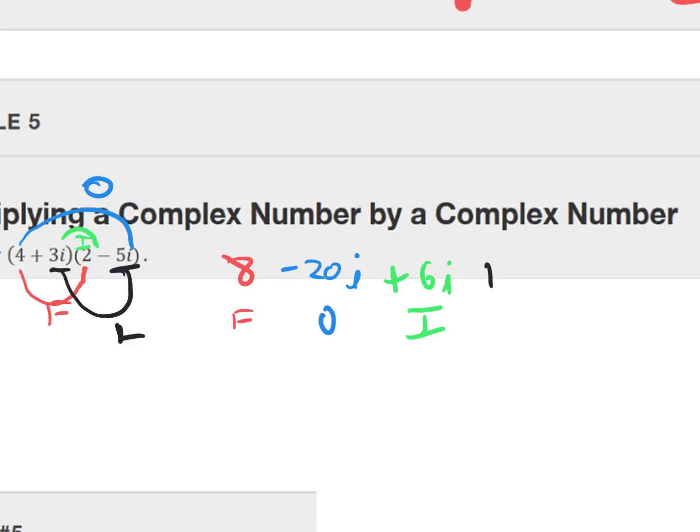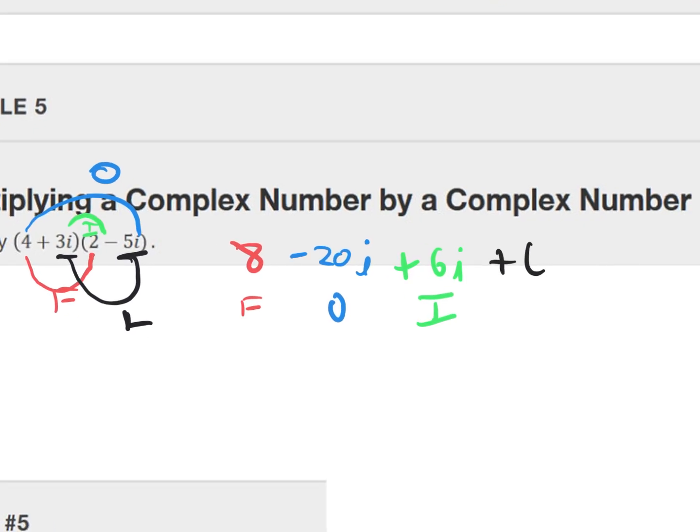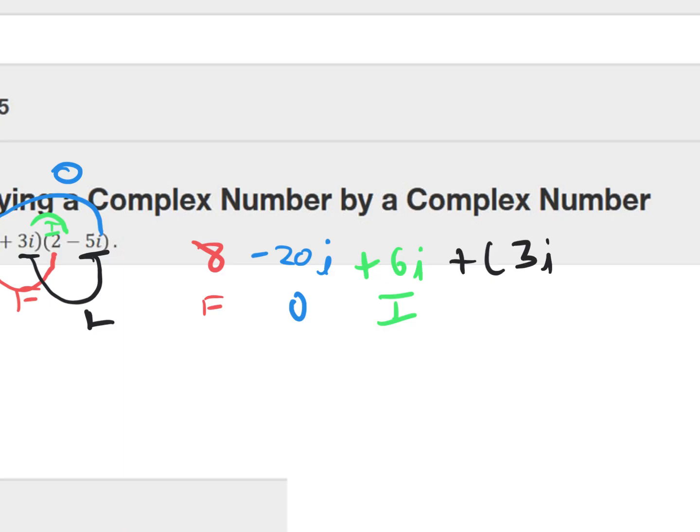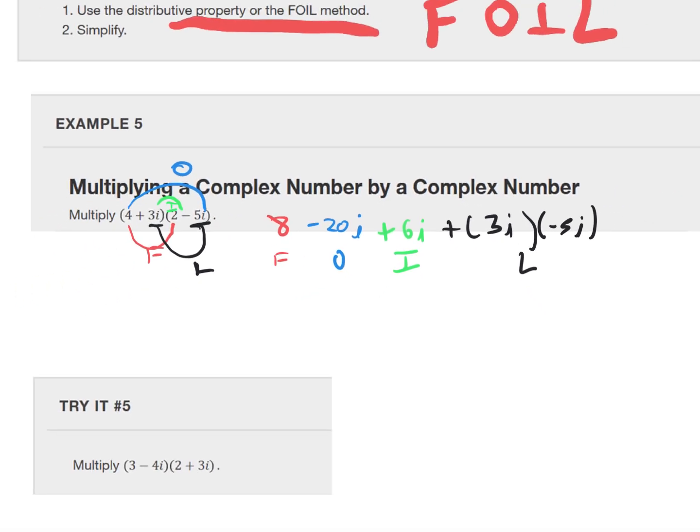Plus, I said it was a 3i times a negative 5i. That's my last. Now, I have to teach you something. We're not done. Obviously, I have an 8. I have a minus 20i. I'll double check my work here. Yes. And I have a plus 6i. And I agree with that plus 6i.